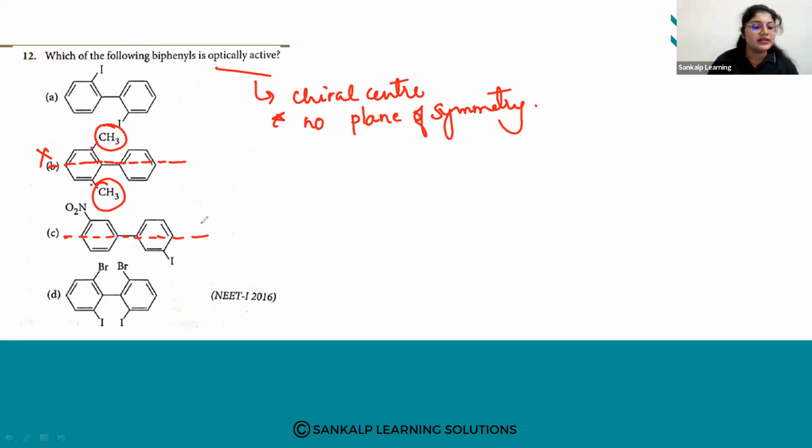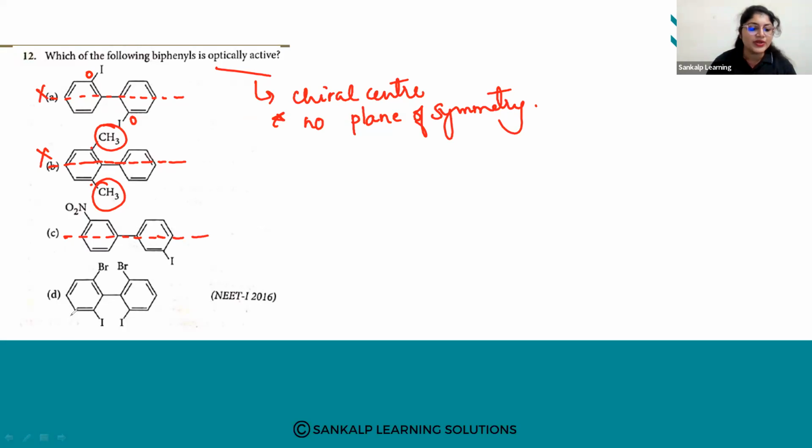Then in D, now here also, if you consider this particular compound, this is ortho substituted, this is also ortho substituted. If I put a plane of symmetry here, this half will be equal to the other half, so there is a plane of symmetry here also. So because of this, this is also not correct.